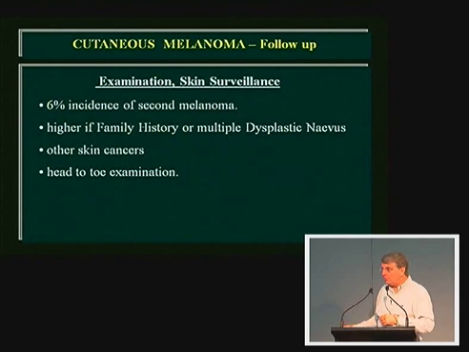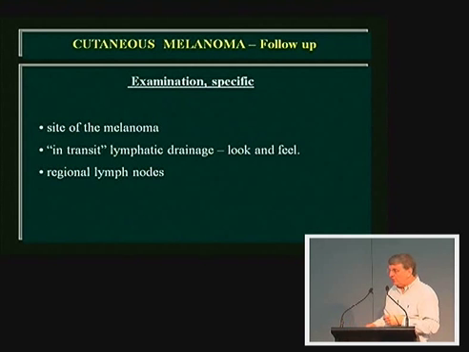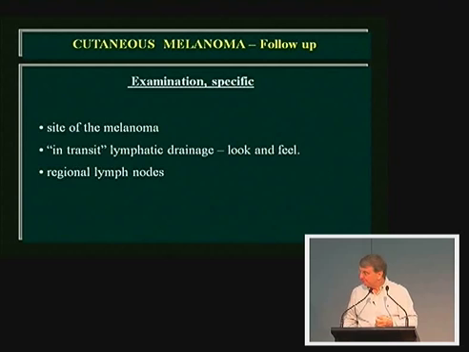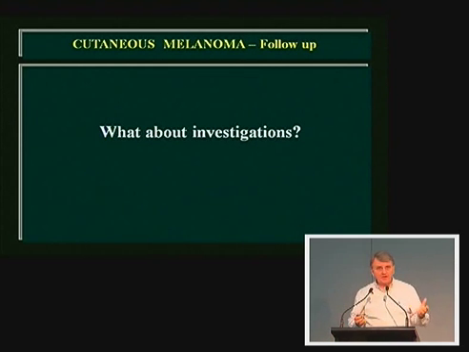So we look at the skin when we follow a patient up, because we know that there's a risk of not just melanoma but other skin cancers. We also know the people who are at higher risk, family history, multiple moles, and we're looking for other skin cancers head to toe. We examine the site where the primary melanoma was removed. We examine the pathway to the lymph area, the in-transit area, and we examine the regional nodes. And we ask, how are you? And if somebody's been perfectly well and now they're not, that's a trigger to investigate why they're not well now.